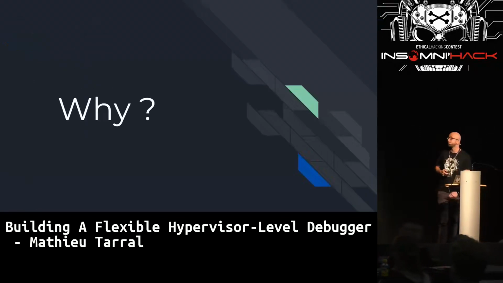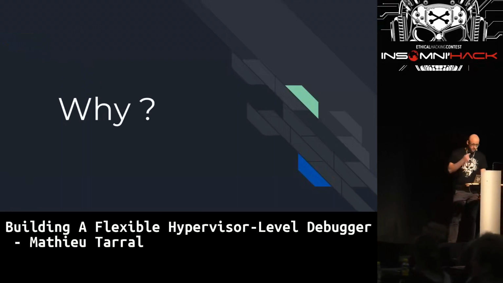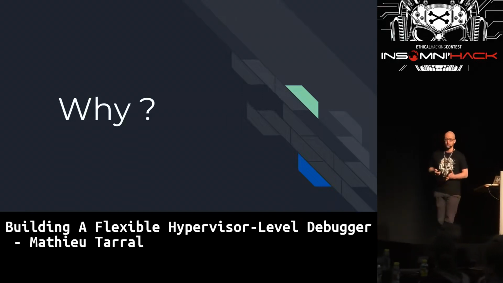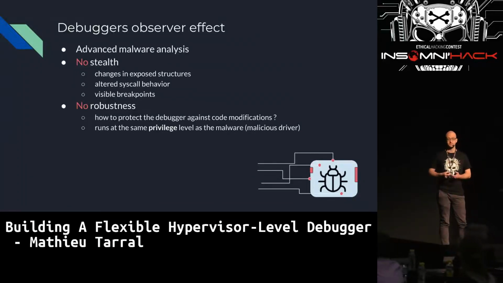So let's start. First, why? Why do you want to debug from the hypervisor? What are the concrete use cases, and why I think they are going to become more relevant in the future? Let's start with the most obvious one everyone can think of. Your debugger will always have a side effect, an observer effect.